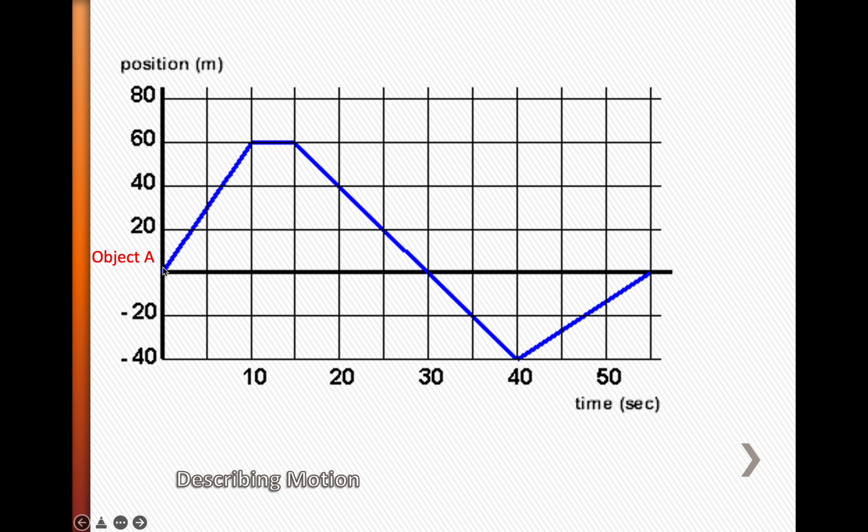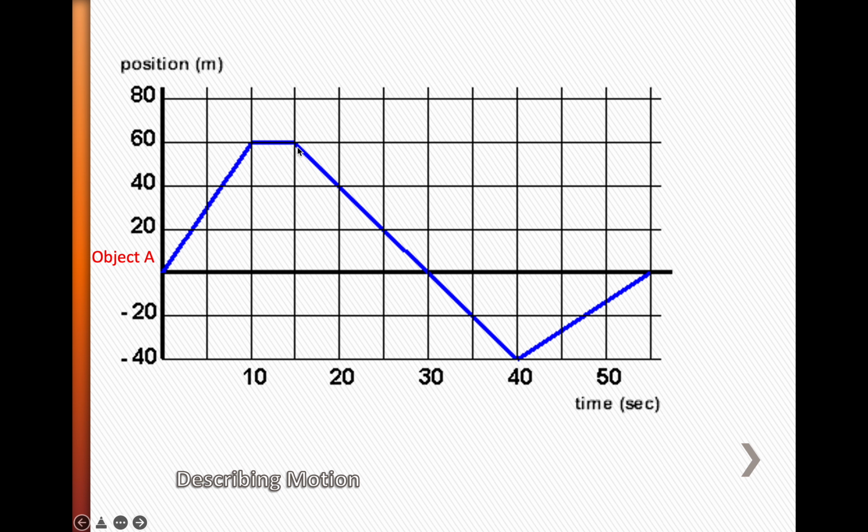We could figure out the velocity in this region by looking at the change in position divided by the change in time. So 60 minus 0 meters over 10 minus 0 seconds would be 6 meters per second. In this region, we would have a speed of 0 or velocity of 0 meters per second. Here, we're going from 60 meters to negative 40 meters.